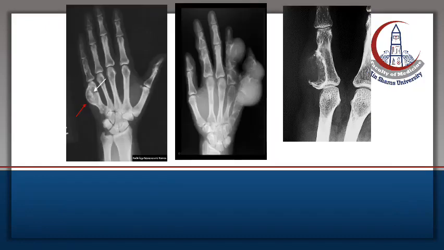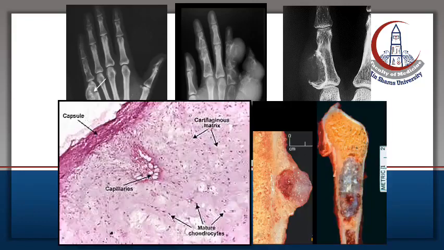Here are some X-rays for the chondroma when it appears as an external growth and as an enchondroma with rarefaction of the underlying bone. This is the gross appearance, clarifying the difference between chondroma and enchondroma. Under the microscope, it is a benign chondroid lesion, encapsulated, formed of lobules of benign chondrocytes inside the lacunae amidst chondroid matrix.